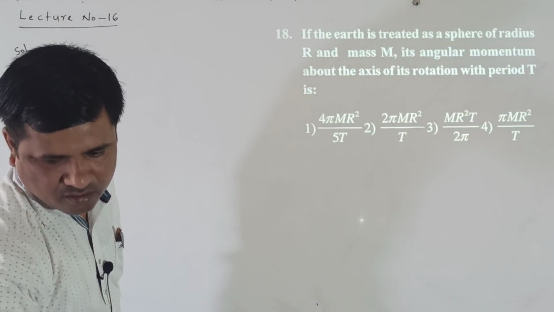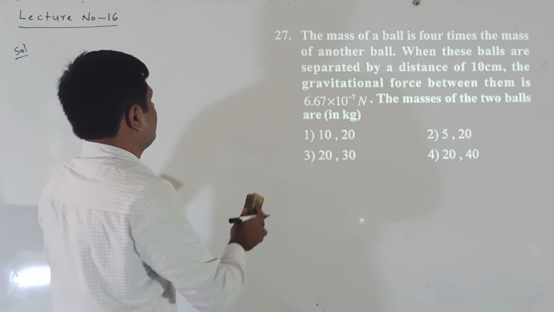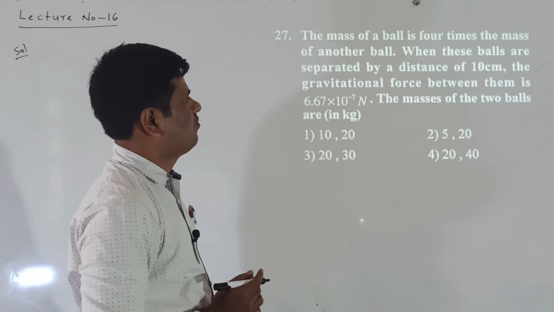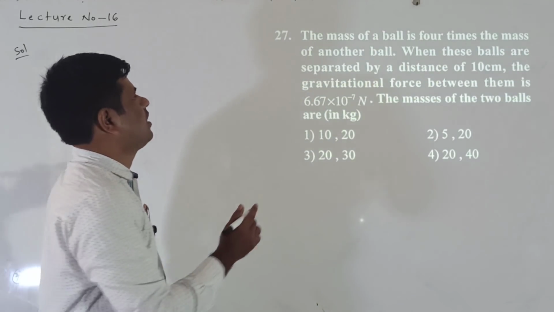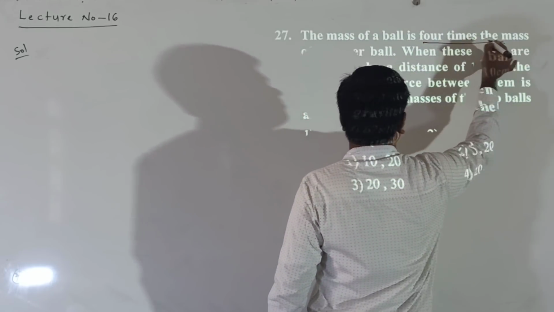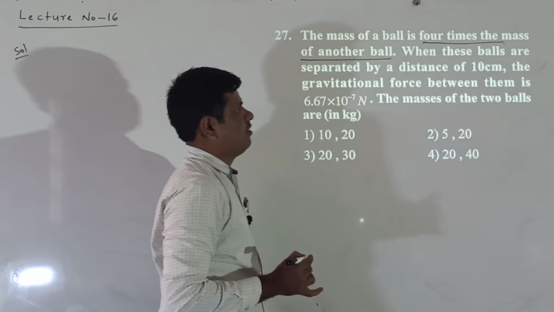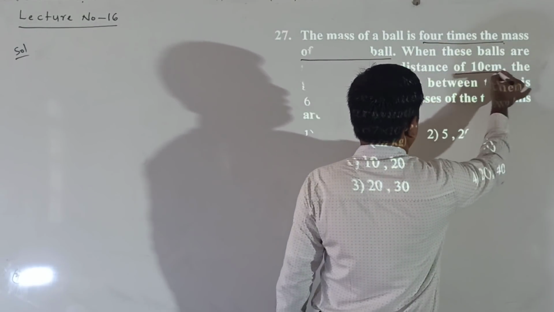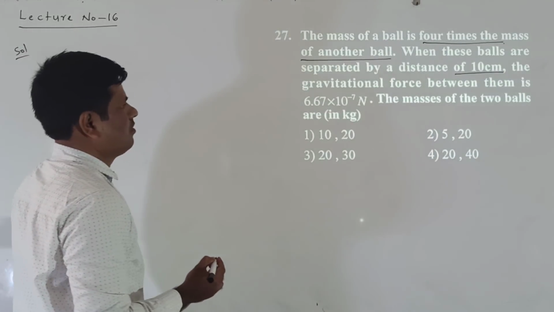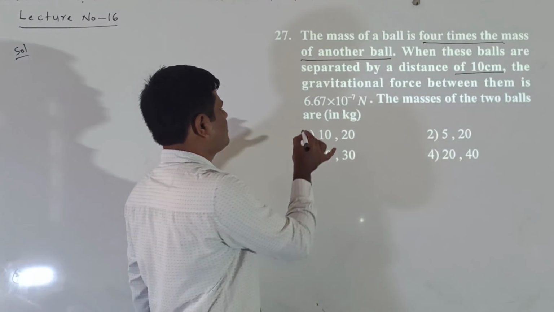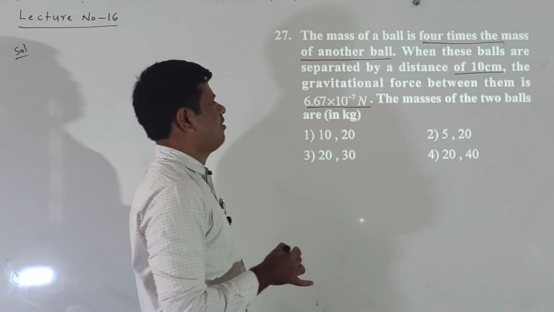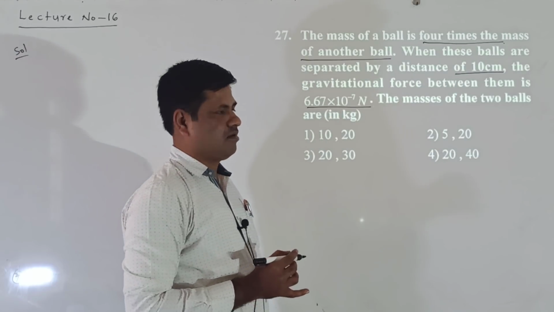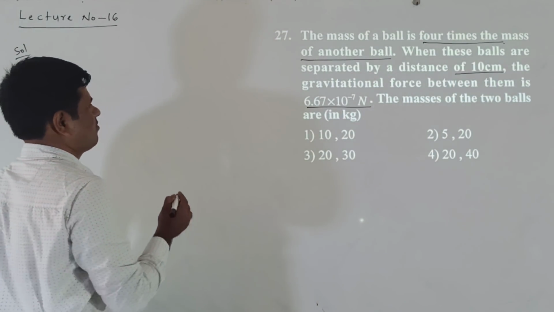Next we go to question number 27. The mass of a ball is 4 times the mass of another ball. Listen clearly here. When these balls are separated by a distance of 10 centimeter, the gravitational force between them is 6.67 into 10 power of minus 7 Newton. The masses of the two balls, m1 and m2, we have to find here.